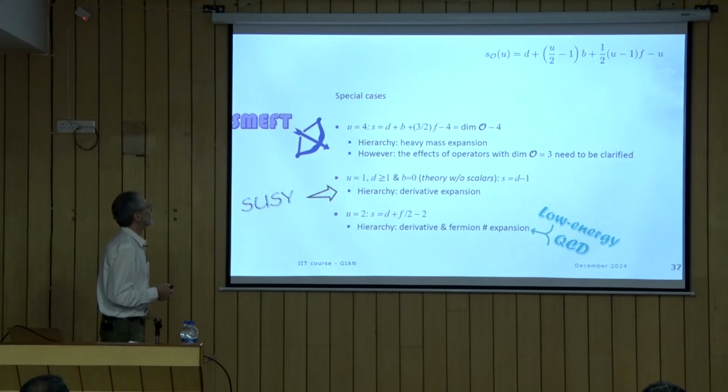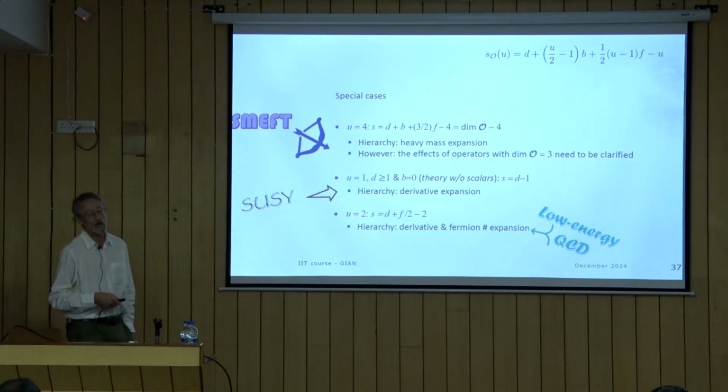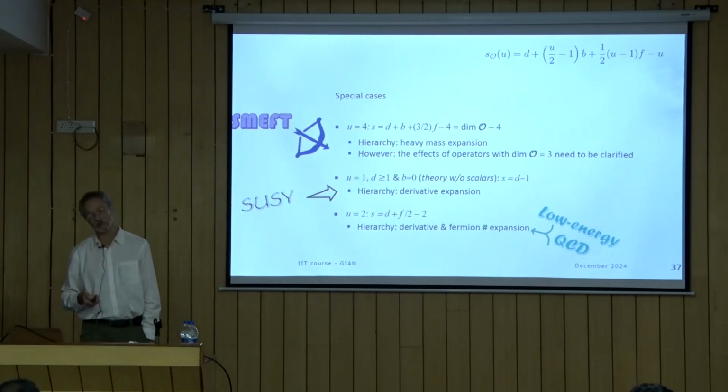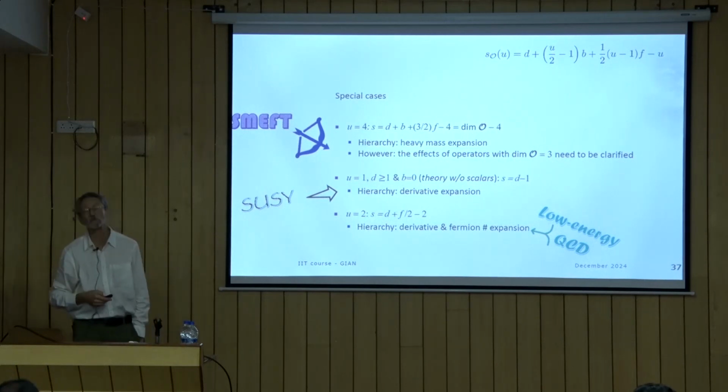And let me consider now 3 special cases that are, as I said, of interest. One of them is when you choose this arbitrary real number to be 4. Then the index becomes this thing, which is exactly the dimension of the operator minus 4. And so when I say that I'm classifying operators according to their index, I'm really classifying them according to their dimension. And what I told you is that lower dimension operators are more leading or can have stronger effects than higher dimension operators. And that is true because higher dimension operators come with a larger number of lambdas in the denominator, and so their effects are correspondingly smaller.